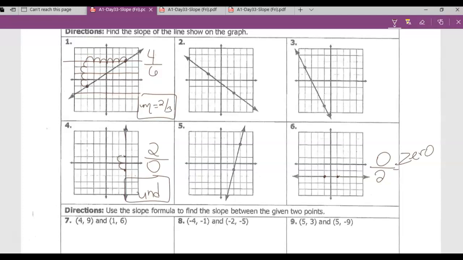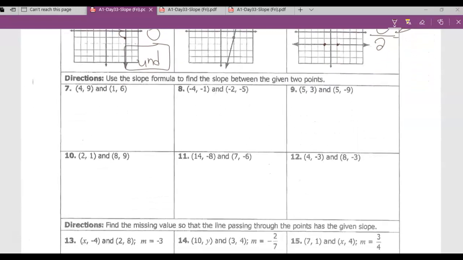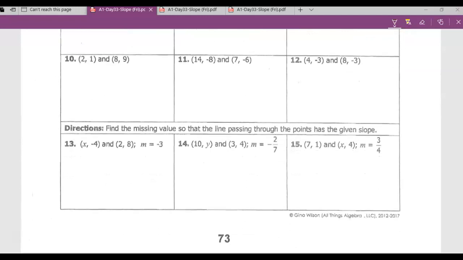And on the bottom, you have these 6 problems. These just use the slope formula: plug it in, chug out the answer. And the very last 3 are like examples 5 and 6 that we did, where they give you the slope and all but one piece of the coordinates, and you have to work backwards to find that missing one.